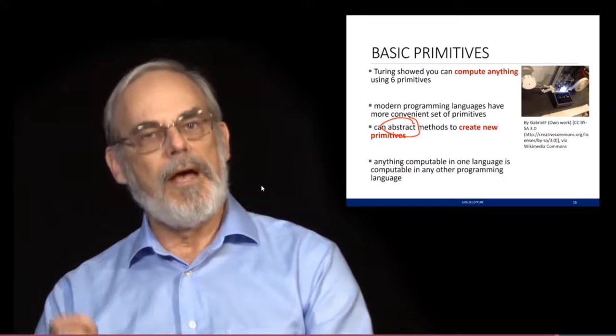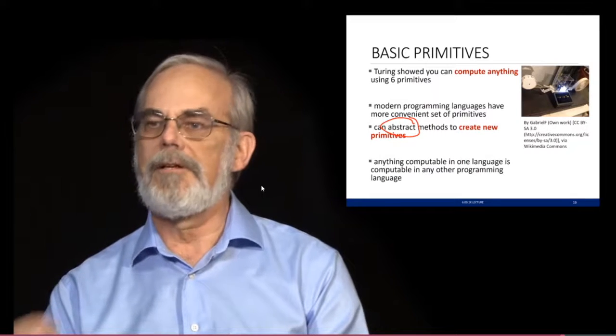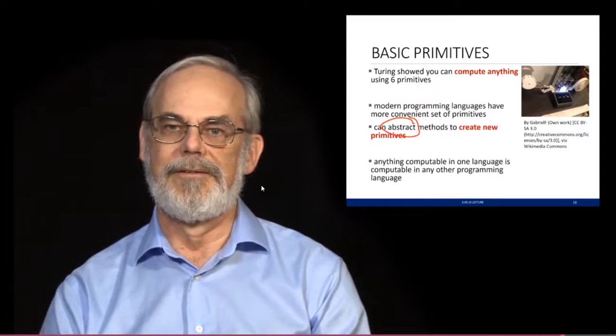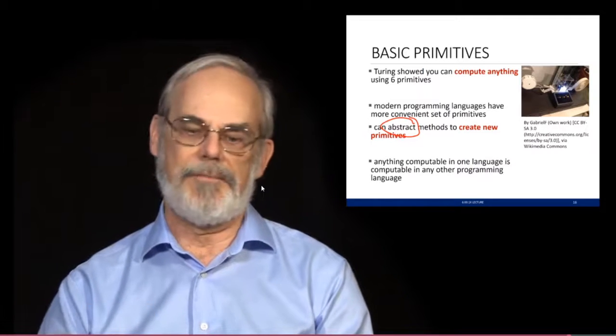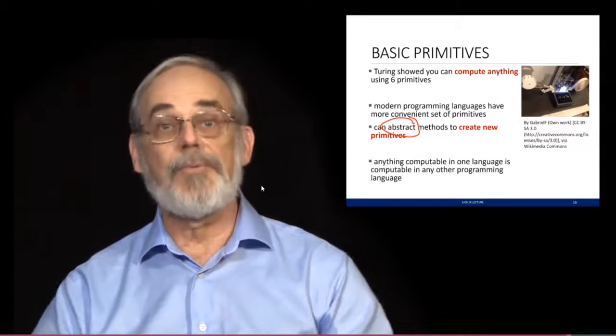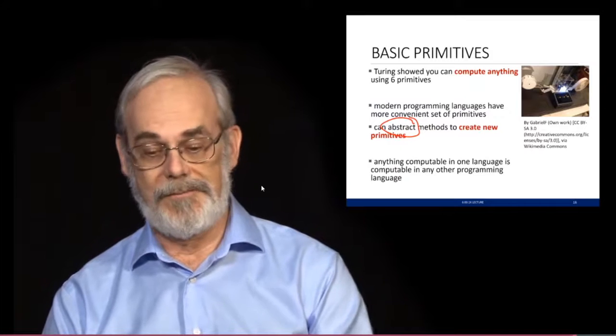You want to treat that square root as if the manufacturer had built a little primitive and installed it in your machine. You want to be able to use it as if it was something that came with the machine. And that's what the power of computational thinking is going to give us.